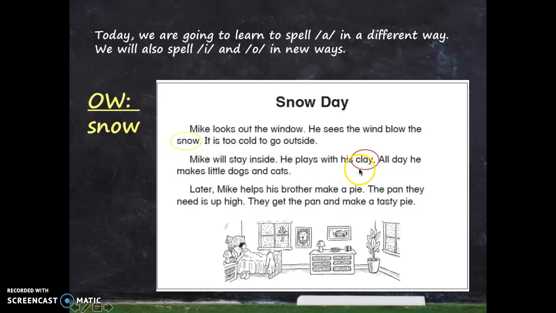Now look at the word clay in sentence 5. Go ahead and circle or highlight the word clay. Listen as I say the word. Clay. Say it with me. Clay. Do you hear that long A sound? A-Y is a vowel team that makes the long A sound.